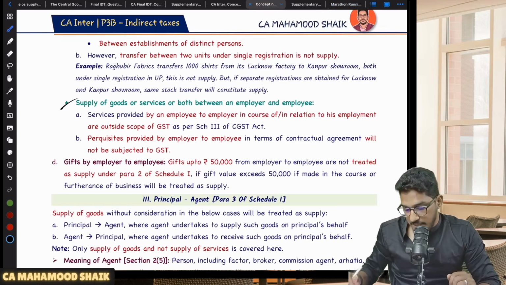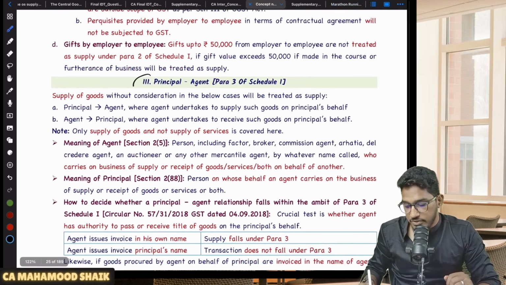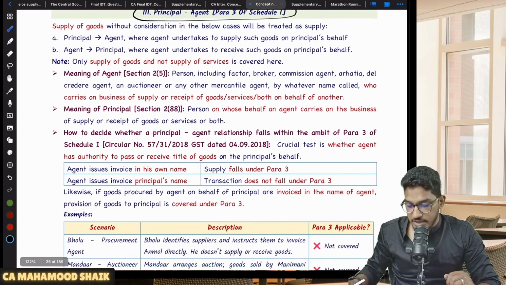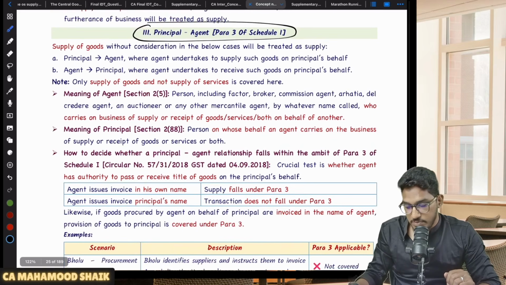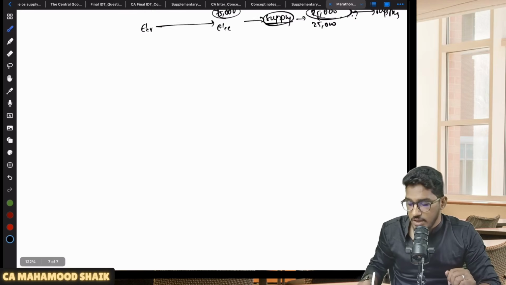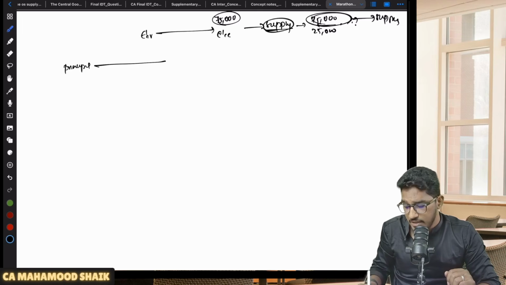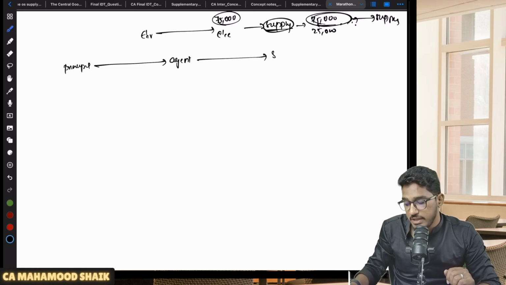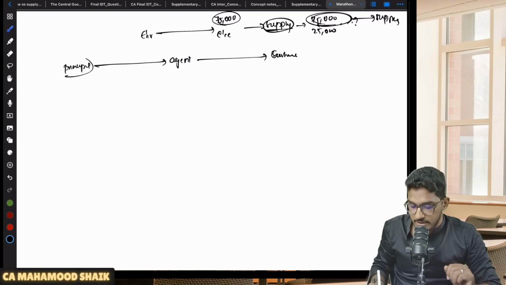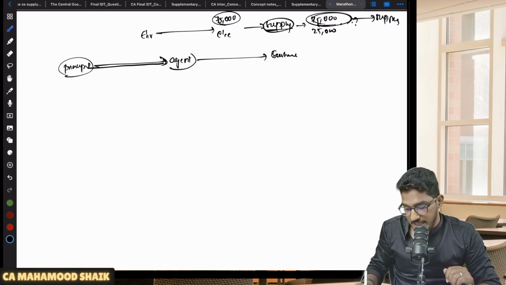Now we will go to the next paragraph, para number 3. One more activity which will be deemed as supply even if done without consideration is supply of goods by principal to agent or by agent to principal. Sir, what is it? Let us say, for example, there is a principal and the principal is supplying the goods to an agent. Thereafter, the agent will make a further supply to the ultimate customer, to a third party.